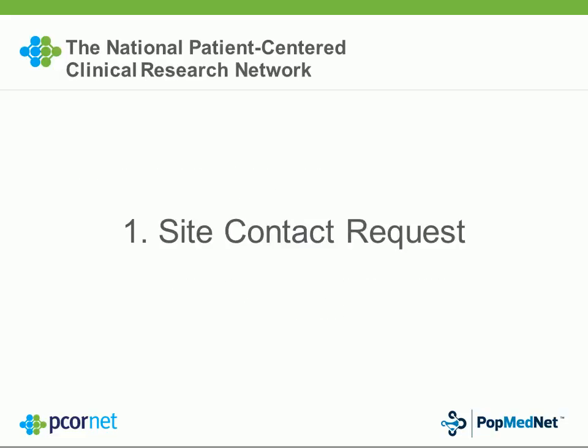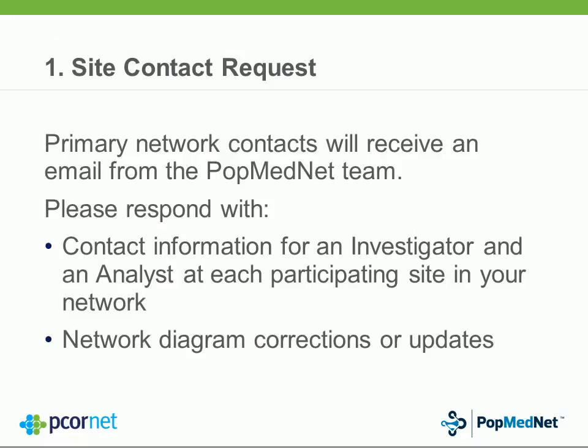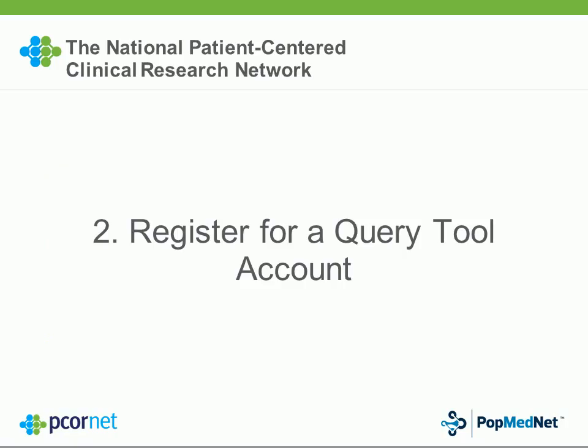The first step in the onboarding process is the site contact request. All of the primary network contacts will receive an email from the PCORnet team. This email will ask for the contact information of an investigator and analyst through each of your network sites. It's important that you reply with this contact information as soon as possible, as the onboarding process cannot continue until the PCORnet team receives it. We will also send along a diagram of your network structure. Please respond with any diagram corrections or updates that you may have.